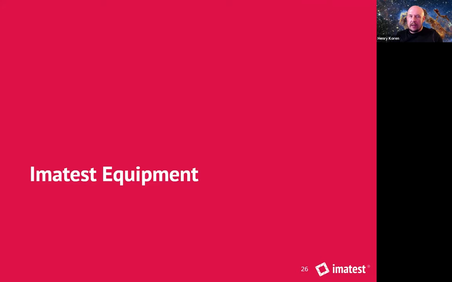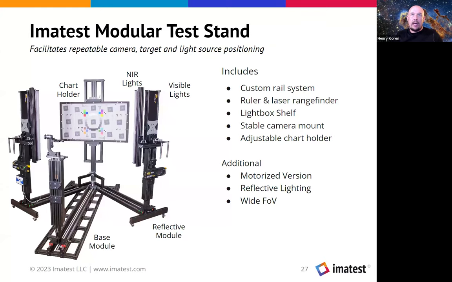So that's stray light. I'm going to move on to talking about some equipment. This is our Imatest modular test stand, which is our camera, target, and light source holder, and it has a rail system. You can have a test chart here. You can have a light box. There's a cable camera mount, and there is a version of this that is motorized, and you can add motorization to the different axes. You could just add it to the Z axis if you want, or you could add other stages. And then you can put the motorized gimbal on there. And then there's all kinds of different lighting that we can support with this.